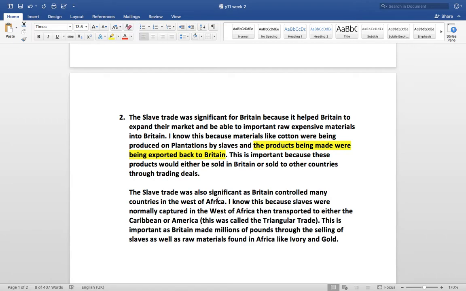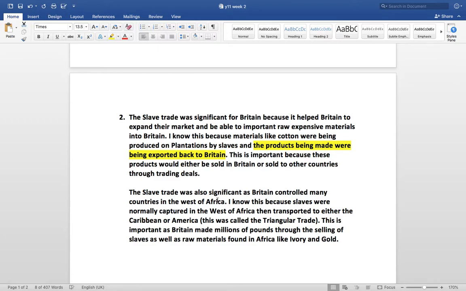Last paragraph, the slave trade was also significant as Britain controlled many countries in west of Africa. I know this because slaves were normally captured in the west of Africa, then transported to either the Caribbean or America. This was called the triangular trade. This is important as Britain made millions of pounds through the selling of slaves, as well as raw materials found in Africa, like ivory and gold. Again, so the raw materials made in Africa is later. At the moment, Britain is solely focused on removing slaves.